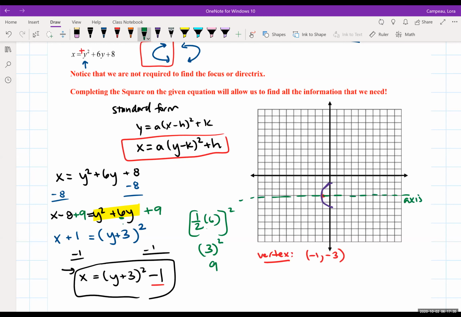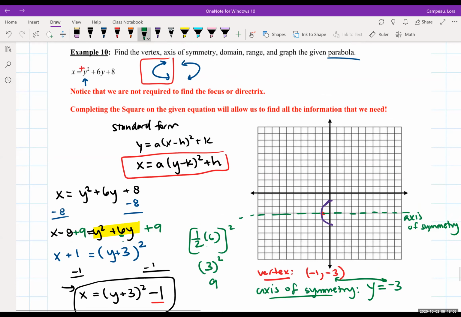So axis of symmetry. And if you really look at it, you notice that horizontal lines always have the equation y equals a constant. And so all you have to do is figure out where it hits the y-axis, which is at -3. So see how it's related. The y value of the vertex for the horizontal parabola.